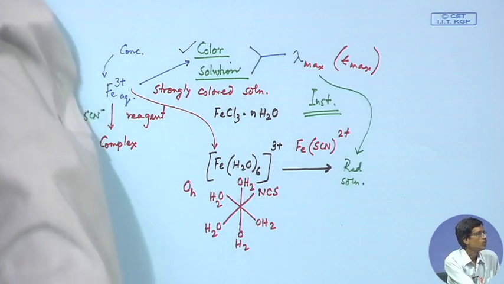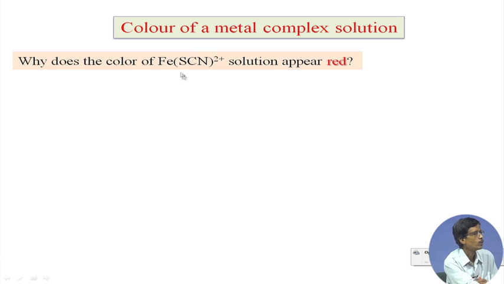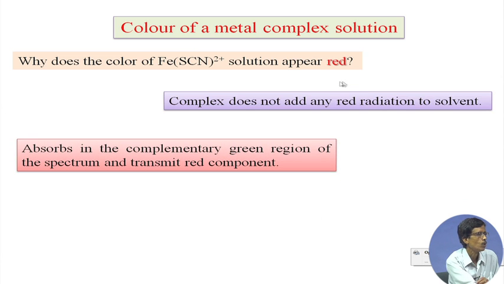So, this particular one, that means your FeSCN 2 plus, is red in color. The complex does not add any red radiation to the solvent. It is interesting to know at this point that the solution is red, we are seeing the red color. When we see the solution through our eyes, we see it as red colored, but what we are not seeing is what it is absorbing.